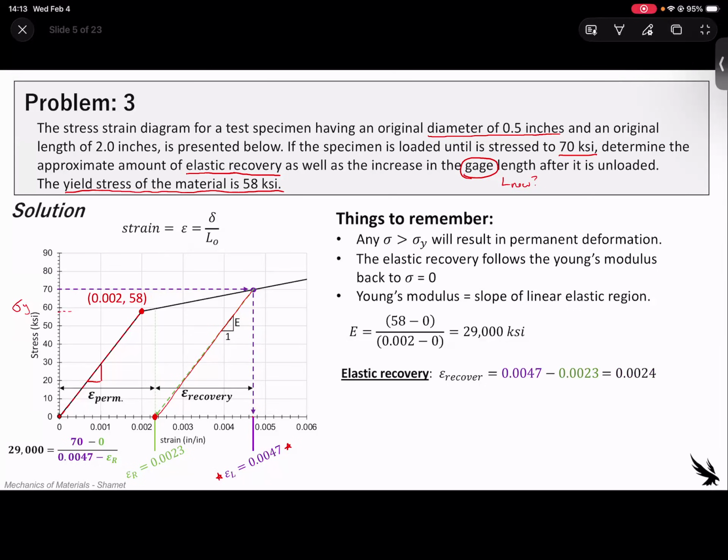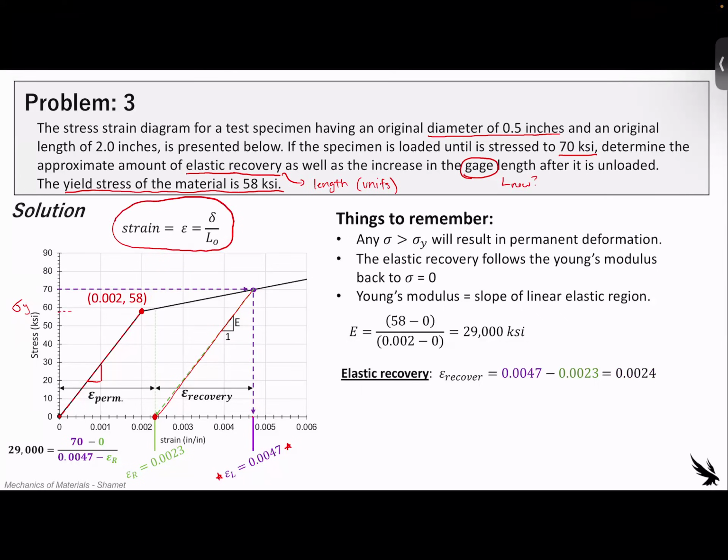Now, what we need to find with the recovery is actually a length. So how much is it snapping back? This means we actually need units. If we need units, we need to transform this equation back to find that deformation. So the recovery in deformation, in units, since the original length was 2 inches, we just multiply it by the strain to get our recovery. Super small number, 4.8 times 10 to the negative 3. Not bad. Should be 10 to the negative 3 inches.